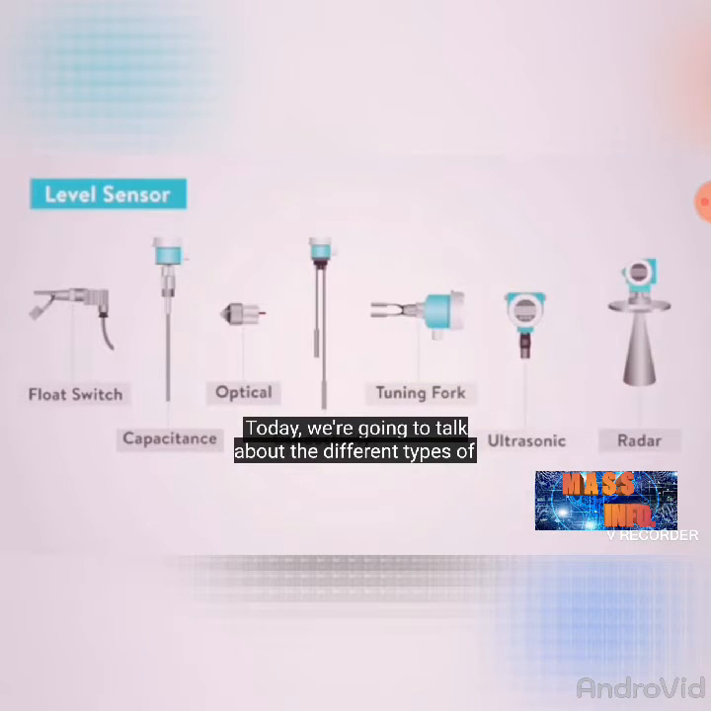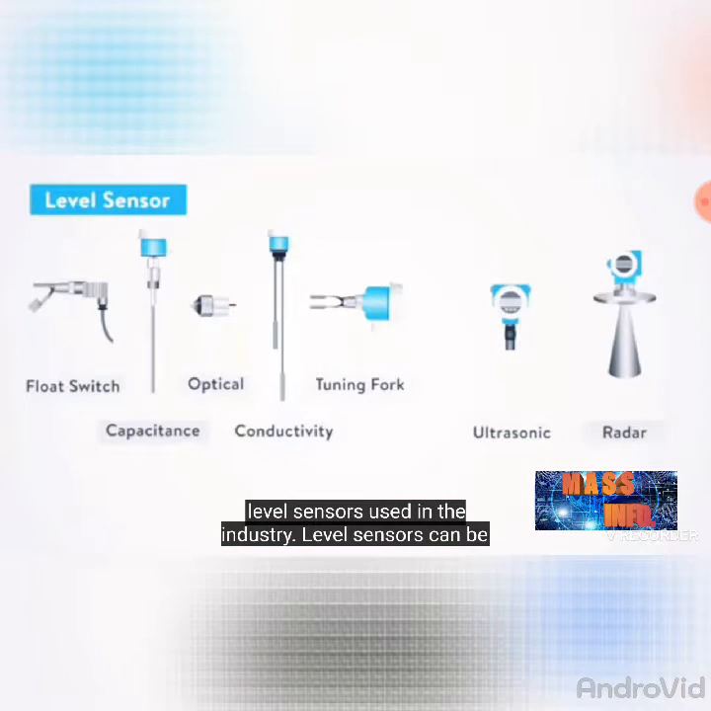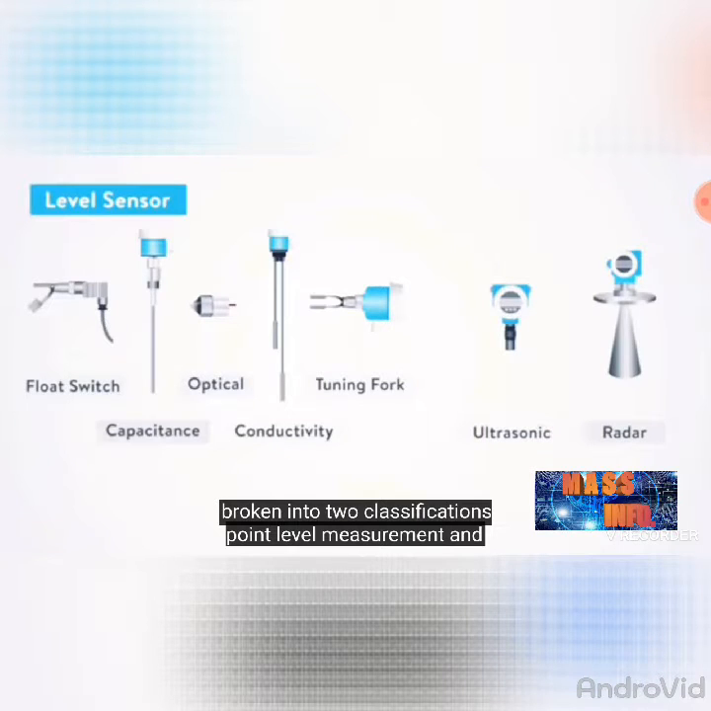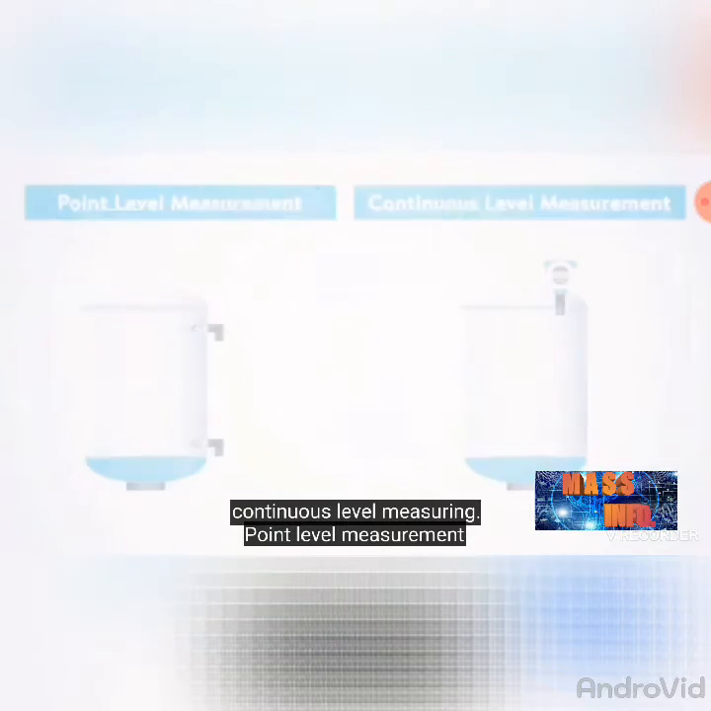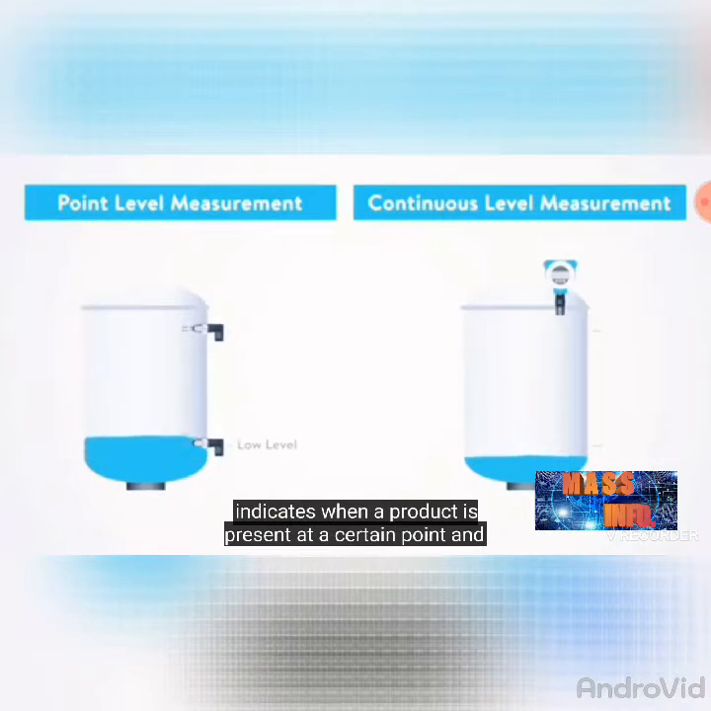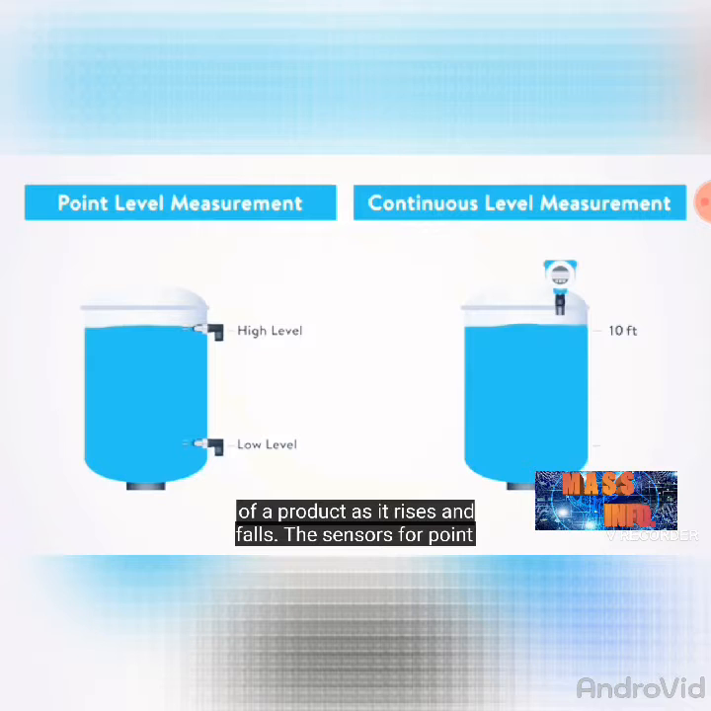Today, we are going to talk about the different types of level sensors used in the industry. Level sensors can be broken into two classifications: point level measurement and continuous level measuring. Point level measurement indicates when a product is present at a certain point, and continuous level measuring indicates the continuous level of a product as it rises and falls.